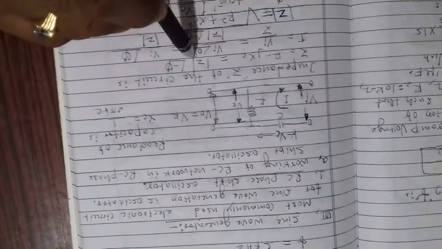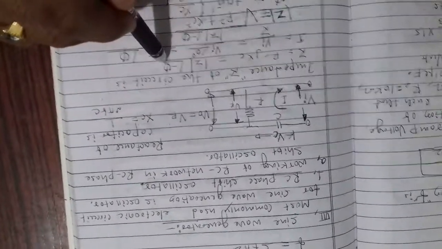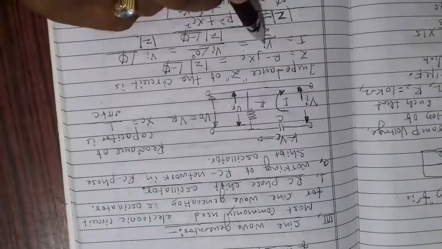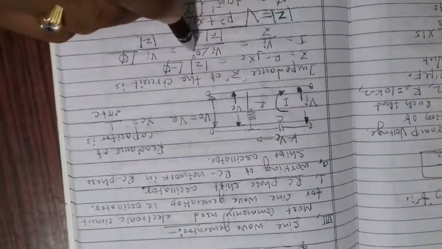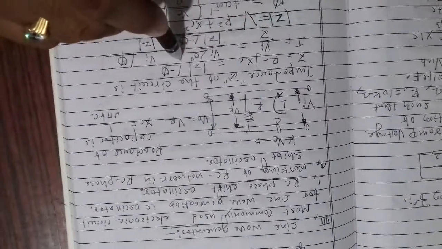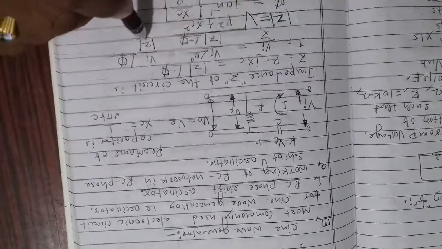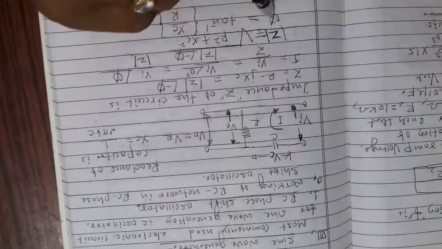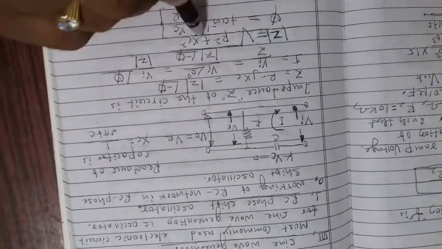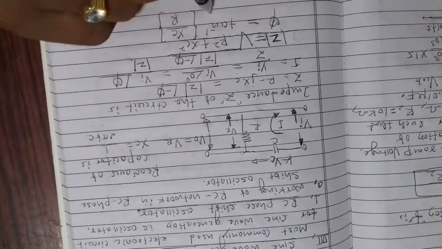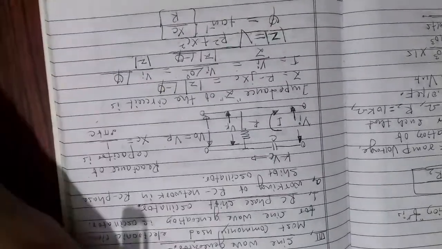E is equal to modulus of Z angle minus phi. I is equal to VI upon Z is equal to VI angle 0 degree. Modulus of Z angle minus phi is equal to VI upon modulus of Z angle. Modulus of Z is equal to square root of R square plus XC square. Phi is equal to tan inverse of XC by R.